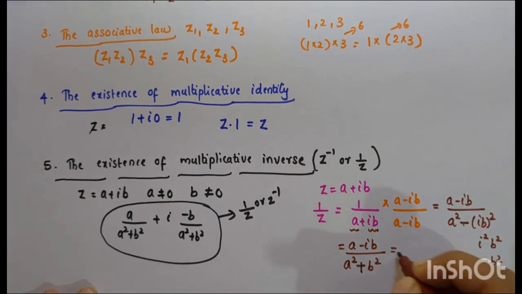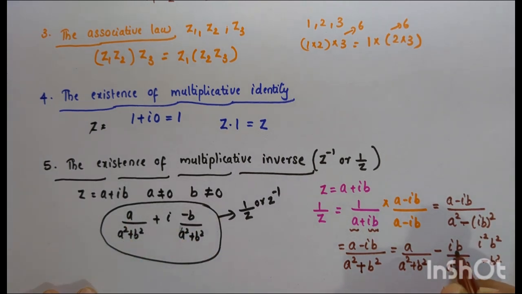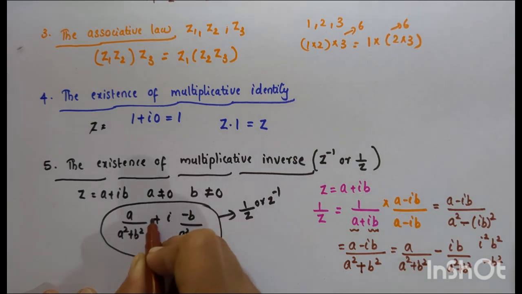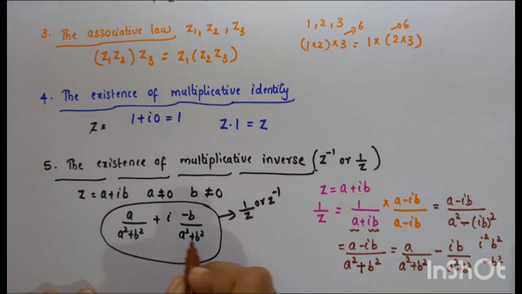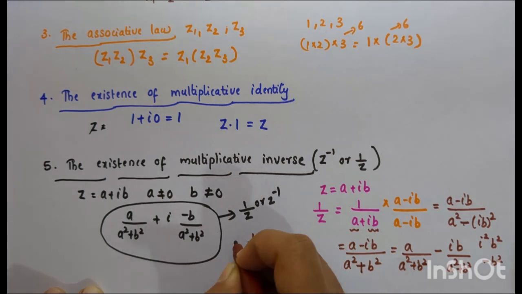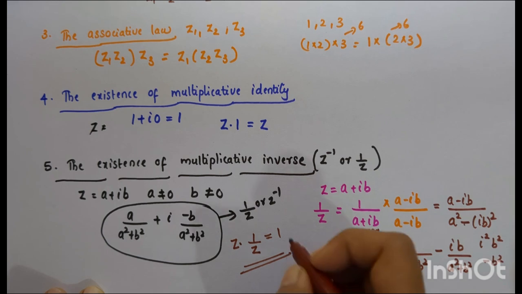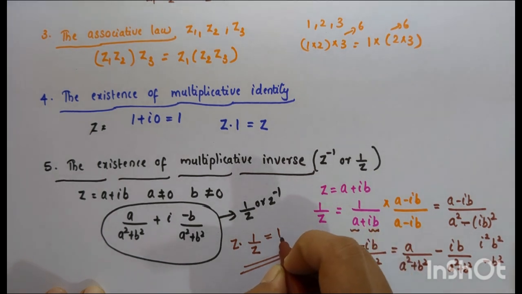Okay, so this can also be written as a by a square plus b square minus I into b by a square plus b square. That is written here as a by a square plus b square, then minus ib is written as plus I into minus b. Both are the same. Divided by a square plus b square. So this is the multiplicative inverse of z. If 1 by z is the multiplicative inverse of z, then when you multiply that with the complex number z, you will get the value 1. 1 is the multiplicative identity. Okay.